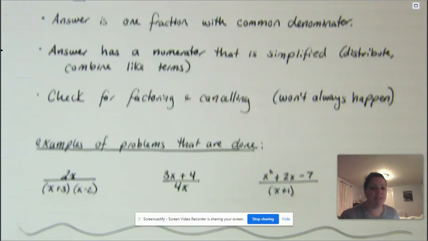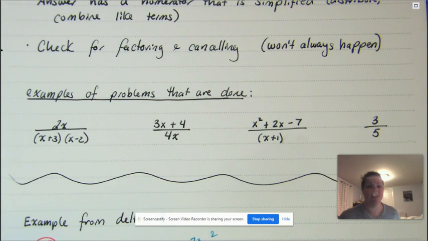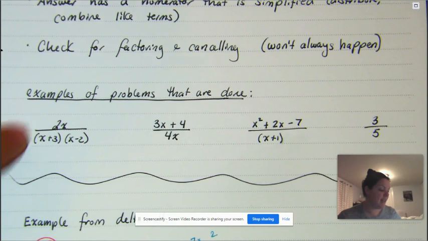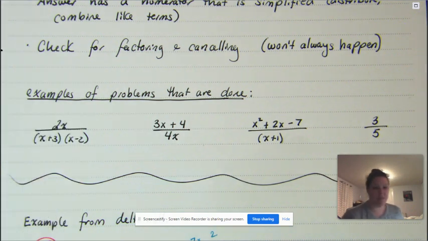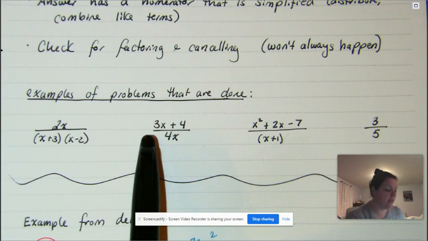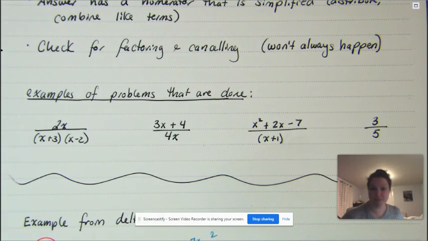So here's just a few examples of some fractions that you would consider to be done. In this first one, you've got a 2x, and then you happen to have two pieces of your common denominator. I'm not going to distribute that common denominator at all. So I've got one thing in the top and maybe two factors in the bottom. That would be an okay final answer. Something like this here in the second one, 3x plus 4 over 4x, that is as far as that one can go. There's no canceling that can happen there. You've got all one fraction. All the like terms are combined.